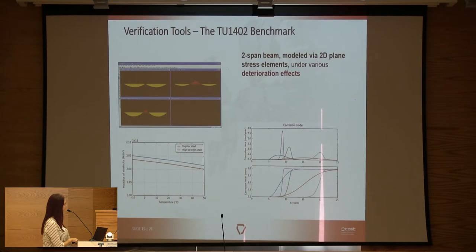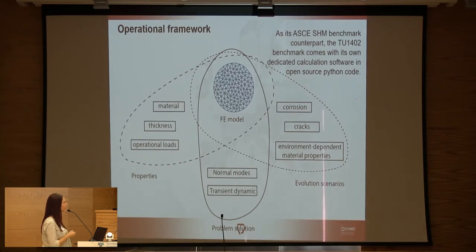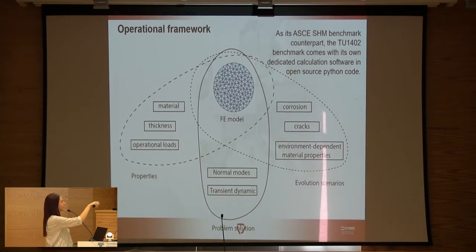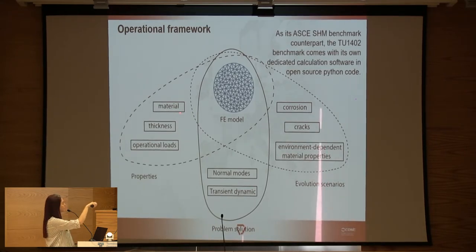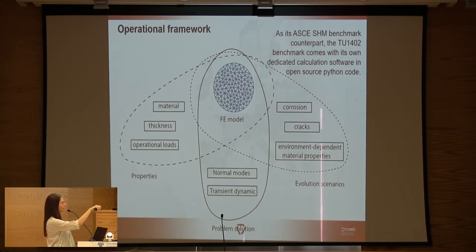Let me show you some examples of what the benchmark right now can do, and hopefully you give me feedback on what you would like it to add. So we have prepared essentially a Python code, which is open source for those interested, but also an executable for those that do not care to go into the code, that you can run and get the analysis of this two-span beam. The input properties are defined by the user, so it's the material, the thickness, and the operational loads that are usually dynamic. There are also environmental variables, such as temperature, that define the properties of the materials, and also deterioration agents, such as corrosion.